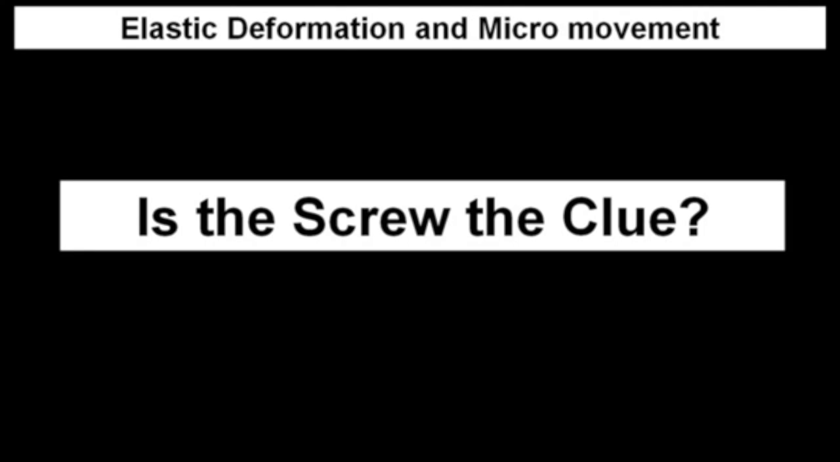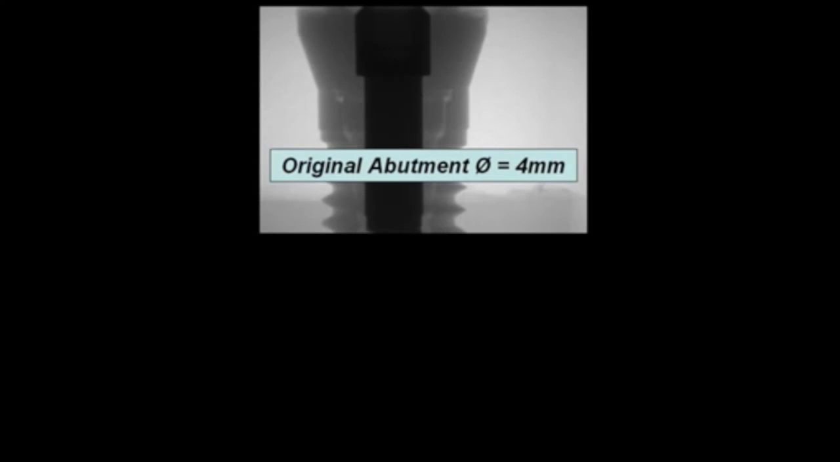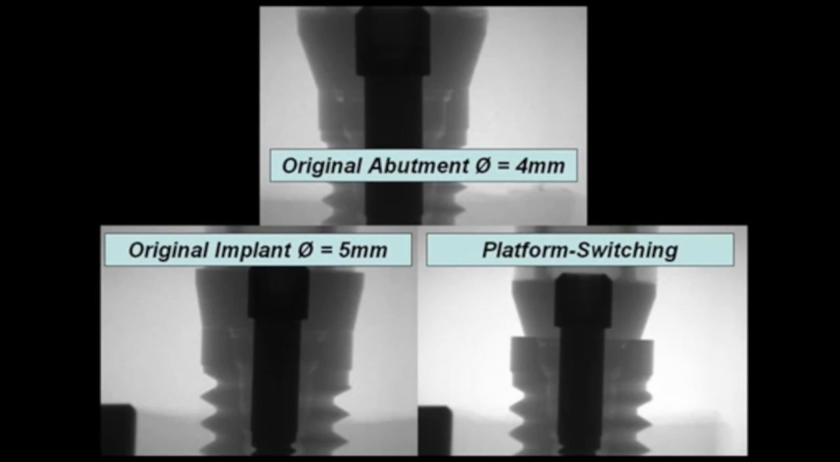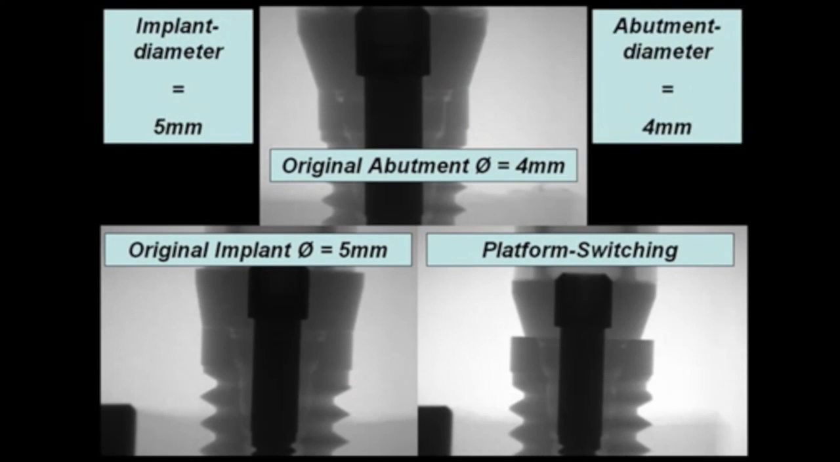The best way to explain this problem is to look at the III implant system, an original 4 mm implant in comparison to a 5 mm implant, and compare both with a platform switched situation. So we have a 5 mm implant diameter with a 4 mm abutment. If the screw really were the clue, the micro gap of the 4 mm implant should be the same as the platform switched solution, because we have the same binding screw with the same initial tension.